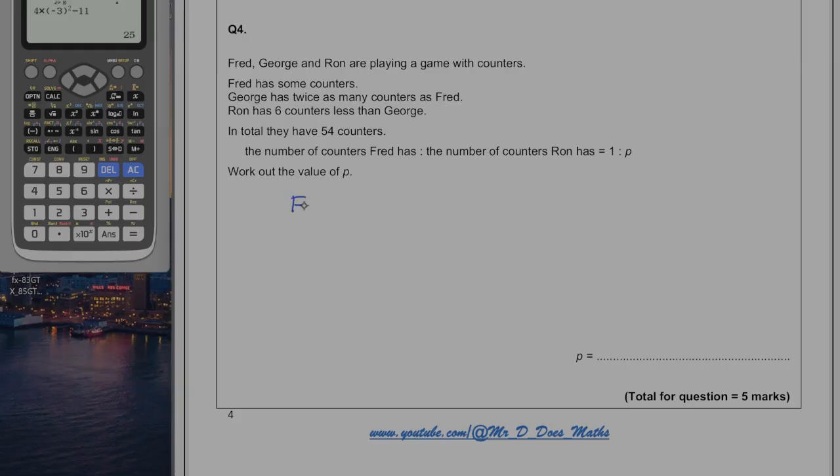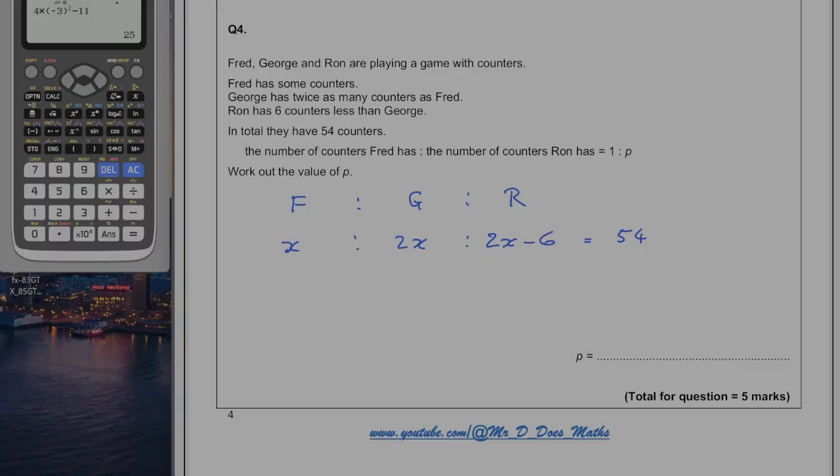Okay, so we'll go F to G to R. That's our starting point. And then let's say Fred is going to be X. George has twice as many, so that would be 2X. Ron has 6 counters less than George, so that would be 2x minus 6. In total, they have 54, so those need to add up to 54. Right, so I'm going to solve this for x to start with, although I actually want Fred to Ron, so I actually want these two ratios to each other.